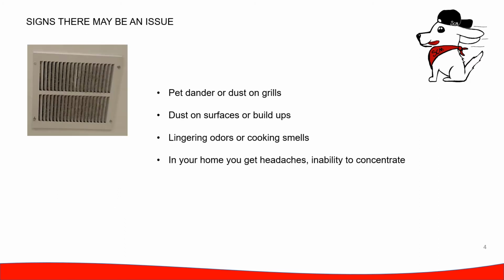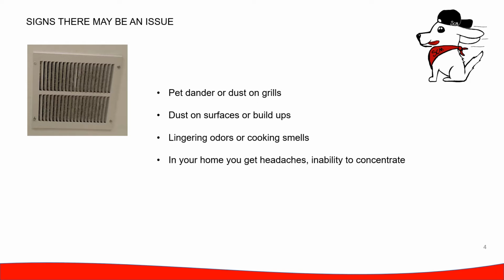In terms of signs that you may be having an issue, or you may want to get things looked at, if you see things like pet dander building up, or dust on the grills, or dust bunnies floating around underneath the return grill, potentially in a hallway, or build-ups in certain areas.